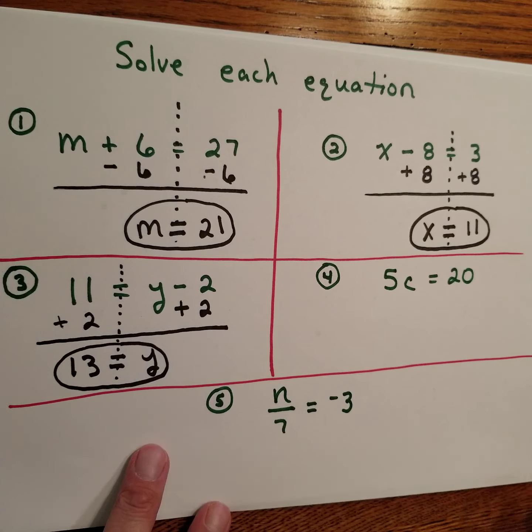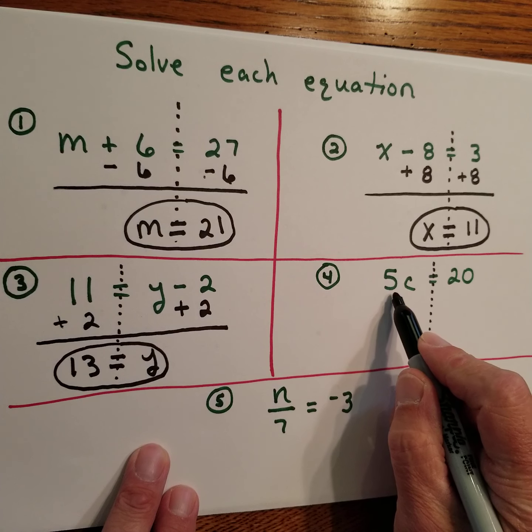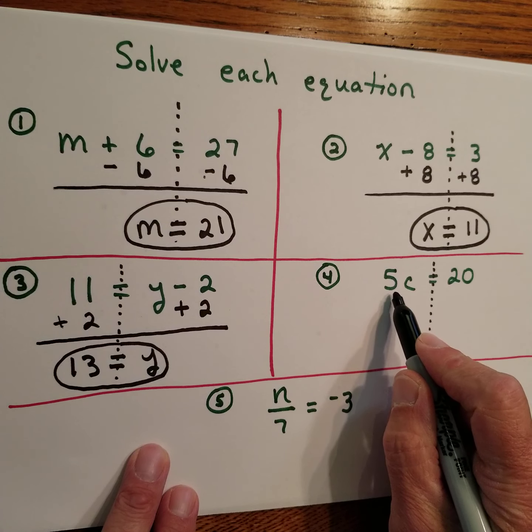When I'm finished, I'll have C, the variable, on this side of the fence and my answer on the other side of the fence. To get C by itself, the 5 must leave. But this time the 5 and the C are being multiplied. What's the inverse operation to multiplication? The inverse to multiplication is division. I should divide by 5.